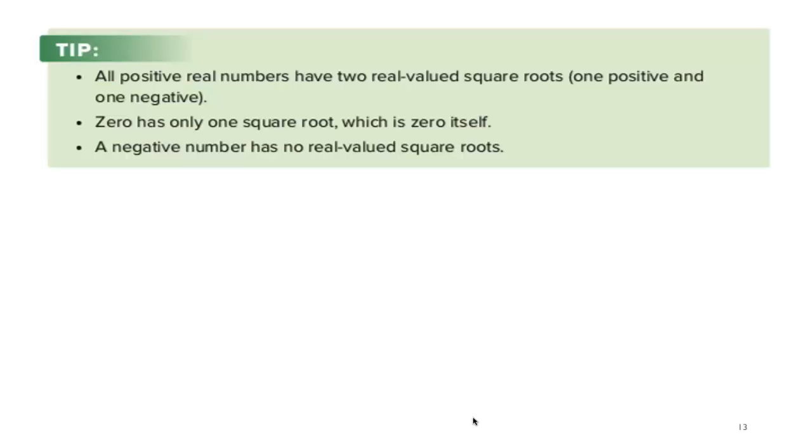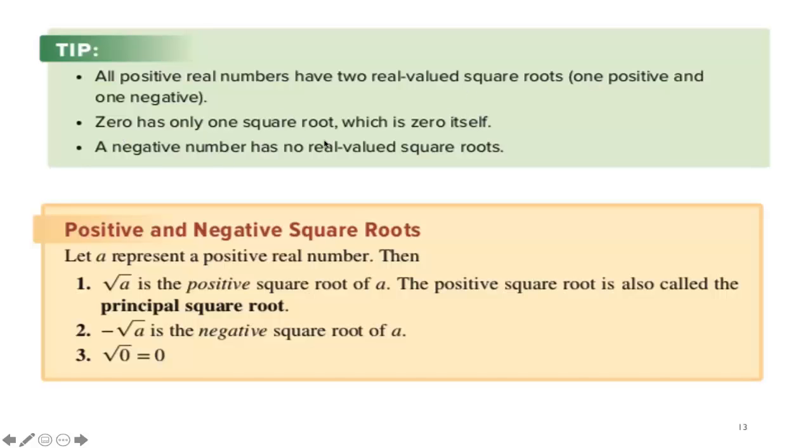Okay, so we notice that here's a pattern. The pattern is that if you have positive real numbers, we have two real-valued square roots, one positive, one negative. 0 has only one square root, which is 0. And then a negative number will have no real-valued square roots.